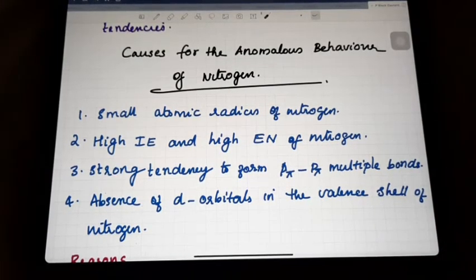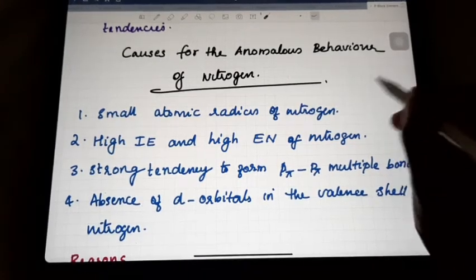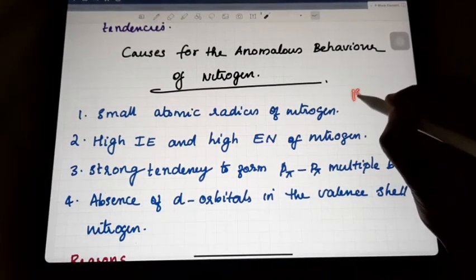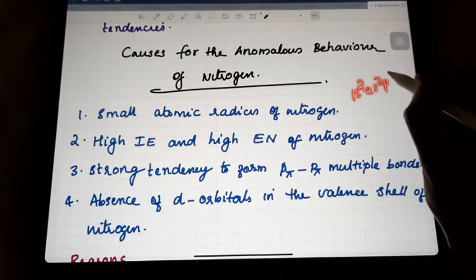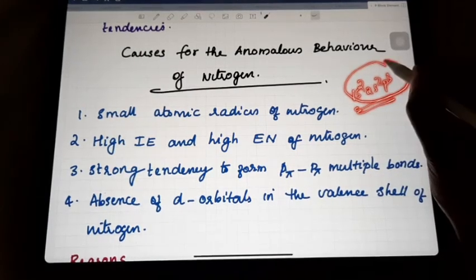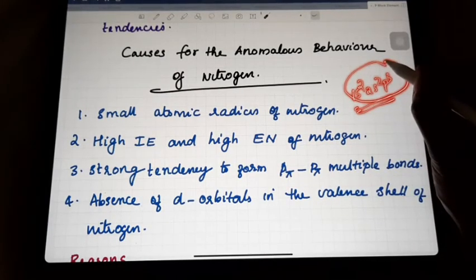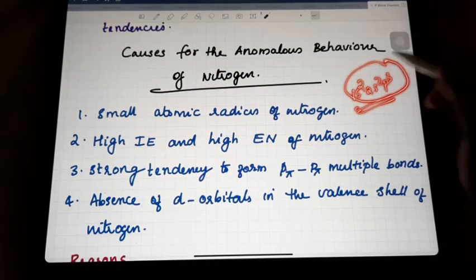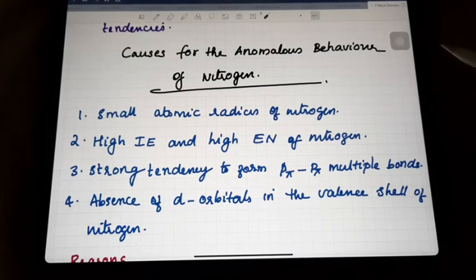And next, as I said early, nitrogen has the tendency to form p-pi multiple bonds, and also nitrogen's electronic configuration, you know, is 1s2, 2s2, 2p3. Here there is no chance of d orbitals. That's why there is no chance of d-pi bonding and all. So the absence of d orbitals in the valence shell of nitrogen also causes the anomalous behavior of nitrogen compared to the other members of that group.